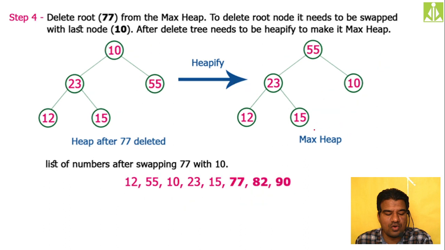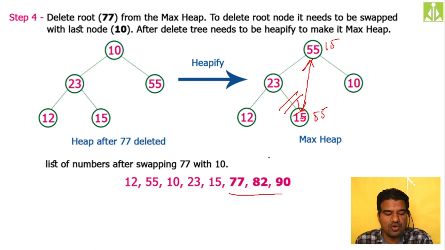So go to the next slide and see. 77, 82, 90 we have. 12, 55, 10, 23, 15 we have. So these three locations got fixed. Once again, this list you heapify. You will get 55 on top, 23, 10, 12, 15. Okay, max heap. Now this 55 you need to swap with this 15 because this is the last. Swap. So 55 will come over here and 15 will go up.